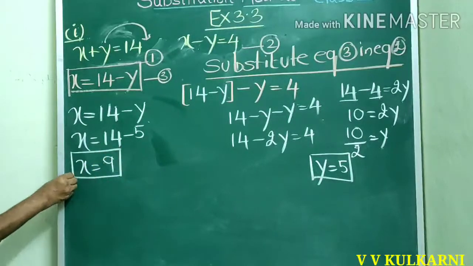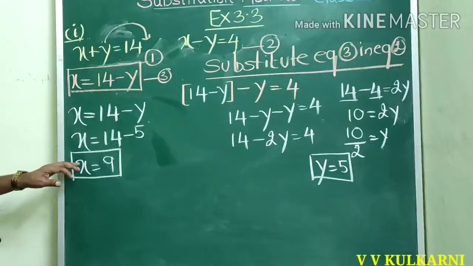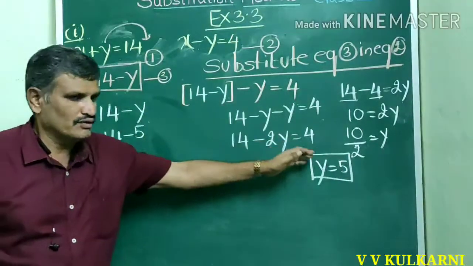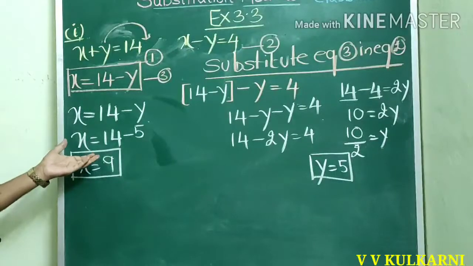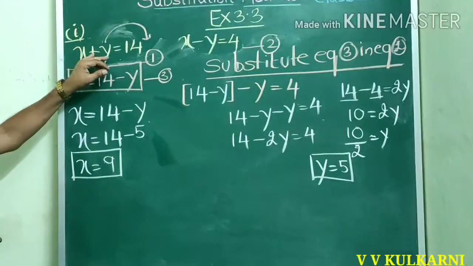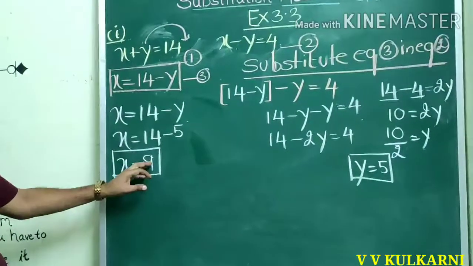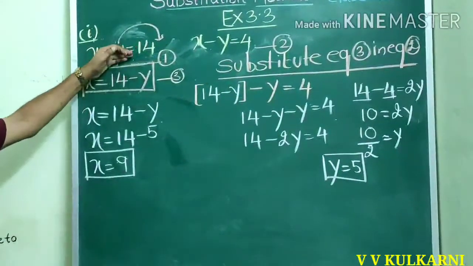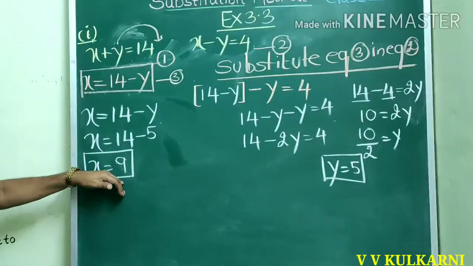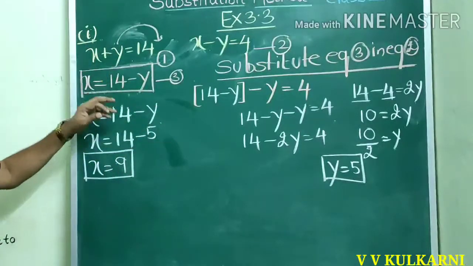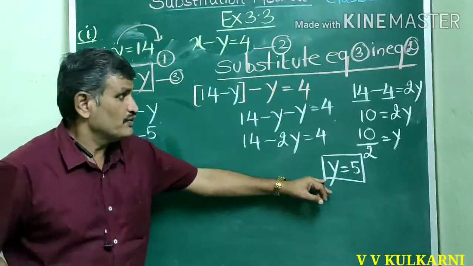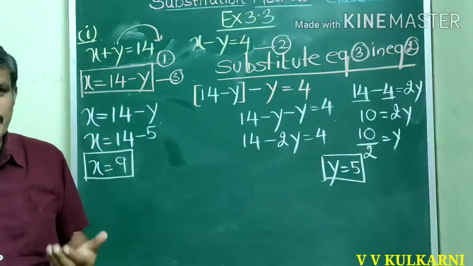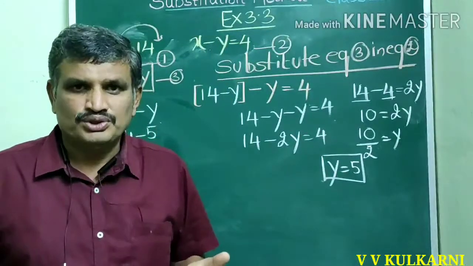So children, let us try to understand what we have got. We have got two values for x and y, and if I put these two values in the given equations, the equations will be satisfied. If you want to check your answer, it is so simple. The first equation says x plus y is equal to 14. So 9 plus 5 is equal to 14, which means the first equation is satisfied. Now the second equation says x minus y is equal to 4, that means 9 minus 5 is equal to 4. So this verifies my answer for the substitution method.